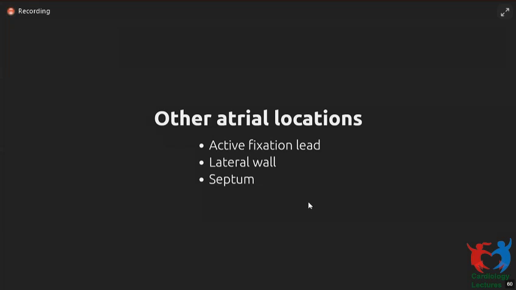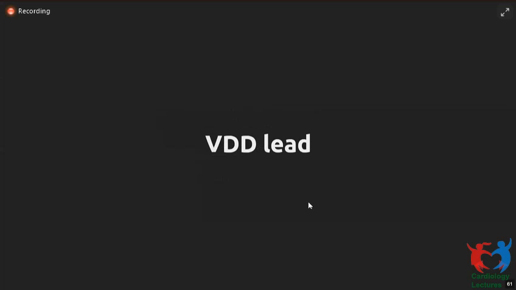Now with active fixation leads, of course, you have a choice of positions. There was initially some interest in trying to place the lead on the Bachmann bundle or on the septum to try and get more synchronous atrial activation. That enthusiasm has gone now because there's not much evidence for that reducing the risk of atrial fibrillation. Sometimes you might need to place a lead on the lateral wall, for example if the patient has had an appendage excised previously. So with active fixation leads, you can do all this.